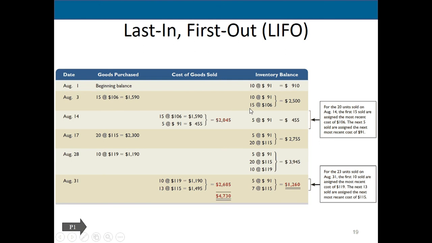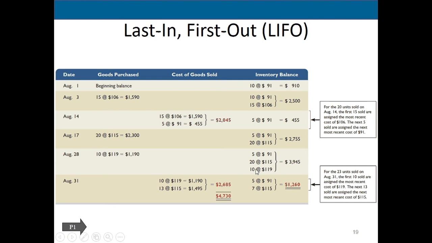Instead of FIFO, it's LIFO. I take these first, and then I work my way up. I add in 20, I add in 10, nothing's really changed there except for what my beginning was. 3,945 is my ending inventory. On August 31, I sell 23 units. Okay, well, which units do I need to cost out? I've got to cost out the last in.